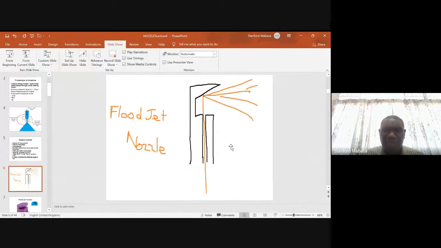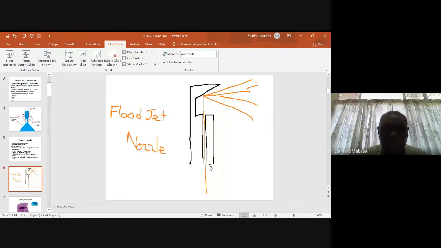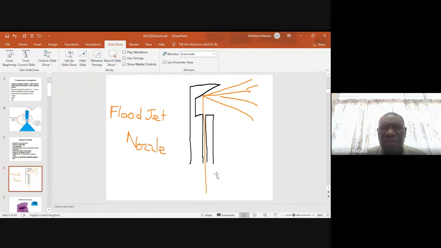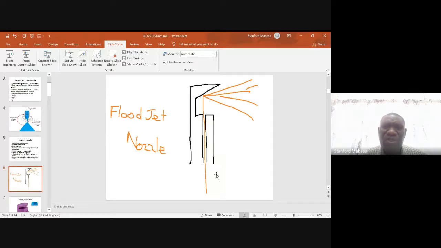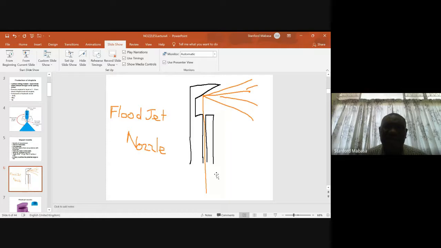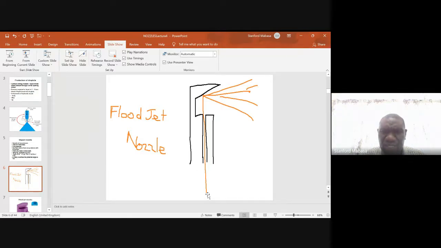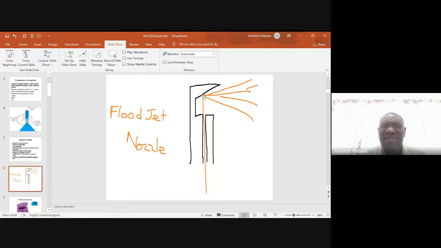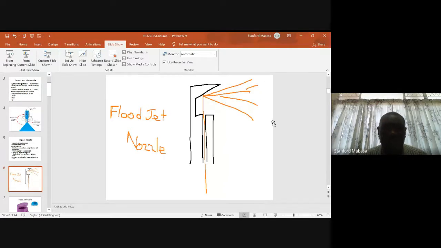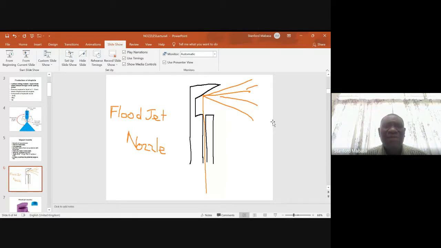So this is a simple diagram showing you the flood jet nozzle, and the flood jet nozzle is suitable for applying herbicides, especially if you want to cover a wide swath. And also, these nozzles do not have problems with blockages. So they are fairly reliable. So what happens is that a stream of water is forced through this channel. It will hit at the wall. Once it hits the wall at almost 90 degrees, it splits into droplets. And this is the simple flood jet nozzle for you.